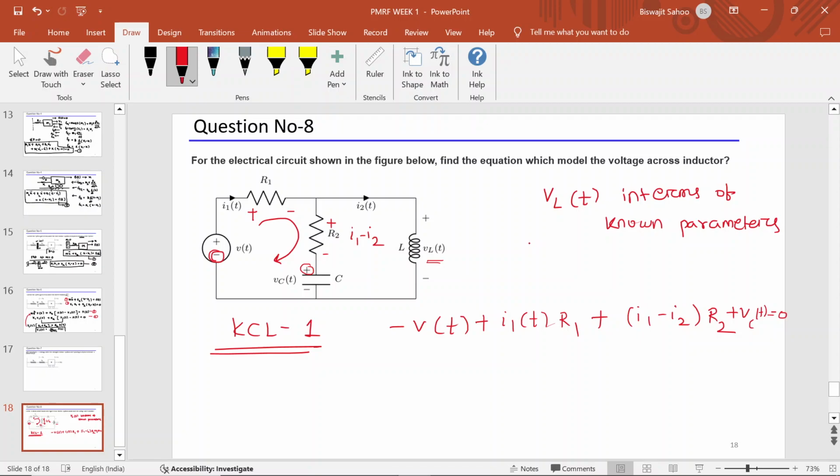Are all of you clear? Solve this: minus V(t) plus I1 R1 and I1 R, take I1 common, so it will be (R1 plus R), minus I2 R, plus V_C(t) equal to 0. Wherever I1 is there, I am writing I1(t), but for simplicity I am not writing it. This is also I2(t).